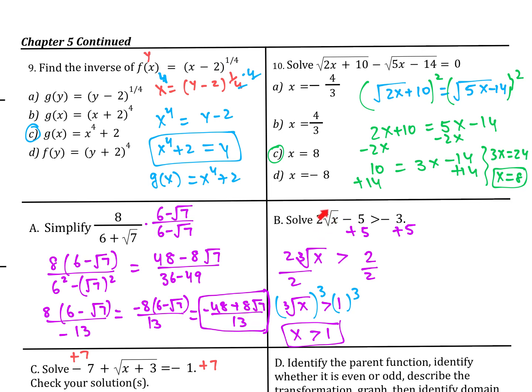To solve for this radical symbol, which is a cube root of x, you add 5 on both sides and then divide by 2. Cube root of x is greater than 1. Take the cube on both sides, and the cube root and cube cancel. X is greater than 1 is your answer.